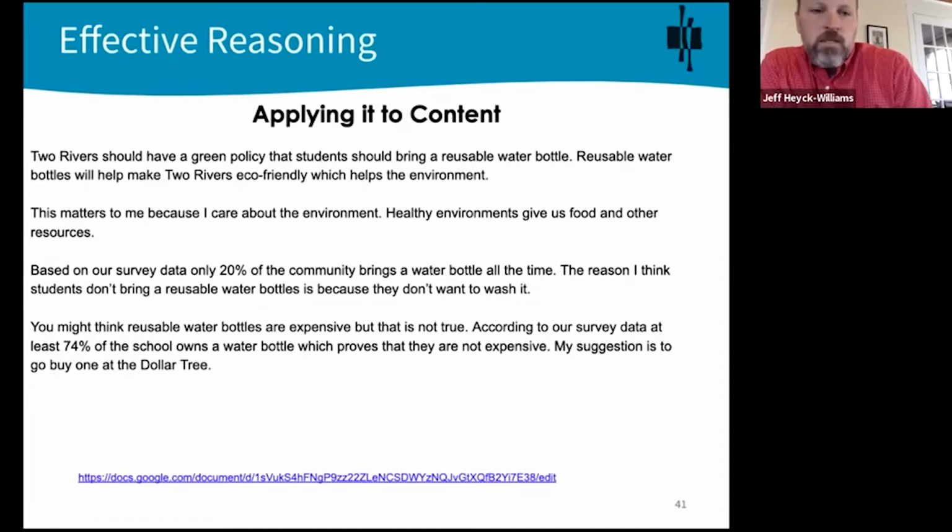As you can see, based on our survey data, 20% of the community brought water bottles all the time. And so a student made a claim about using reusable water bottles at the school. This is an example of actual student writing that a second grader created, and it really came from a set of evidence that she identified from our real community.